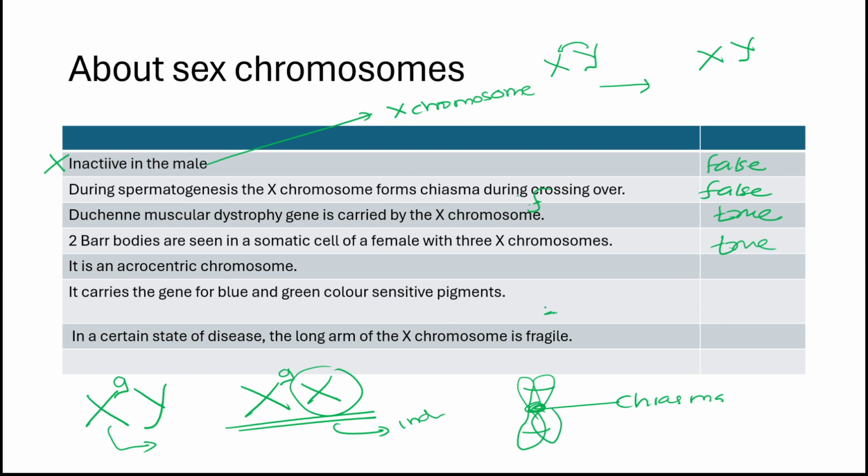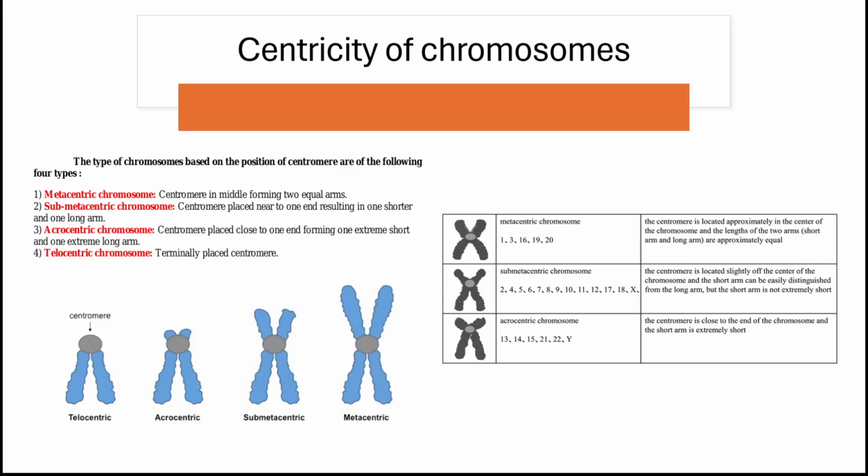Sex chromosomes, it is an acrocentric chromosome. Now, what does this mean? The centricity of the chromosomes is something like this. According to the position of their centromere, they have been classified. If it is present at their edge, it is known as telocentric. In between, where there is the formation of a short arm with a long arm, so asymmetric, it is known as acrocentric. And then there is submetacentric and metacentric.